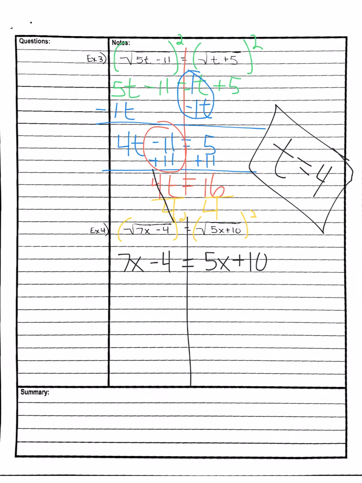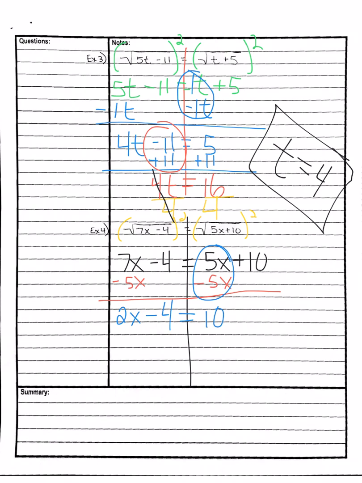Let's move those x's to get them together first. I want to move the smaller one because it keeps it positive. And so when I take 5x away from both sides, that's a 0. So all I have is 10 on the right. And 7x take away 5x is 2x minus 4.